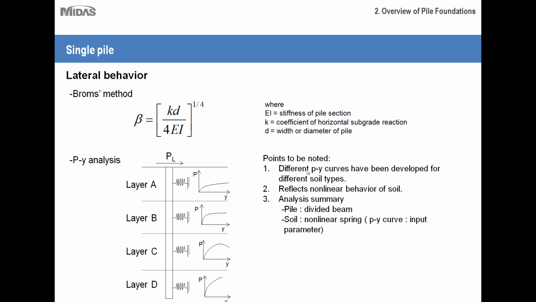First and foremost is that different PY curves have been developed for various soil types. So if you look at this picture here on the left, you'll see that this pile has been driven through 4 different soil layers. And each of these soil layers has a different PY curve. So that's an important thing to keep in mind, that for every soil layer that your pile interacts with, you'll have to have a separate PY curve for each. These PY curves reflect the nonlinear behavior of the soil. As you can see, each of these curves is nonlinear, so they can more accurately describe soil behavior as the pressure is increased.